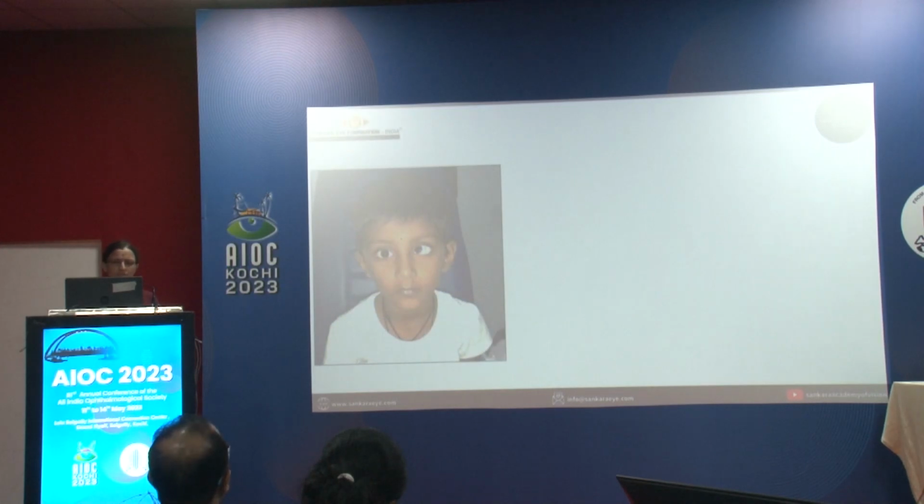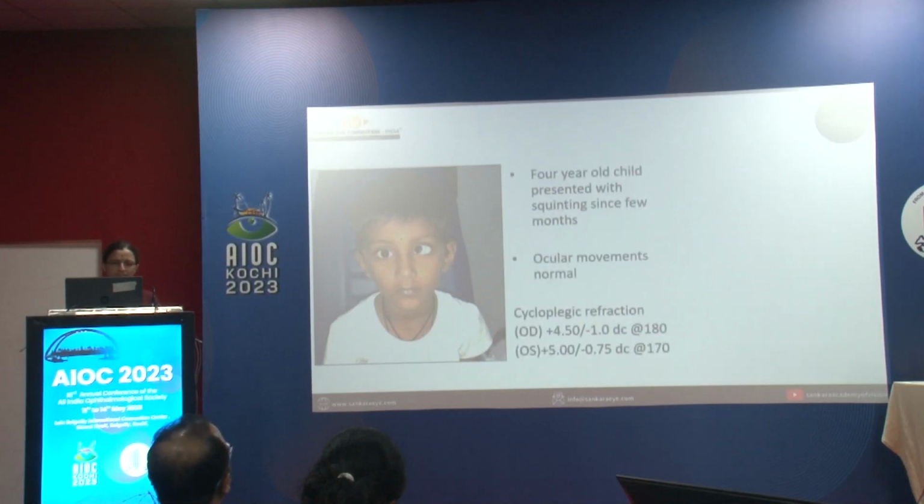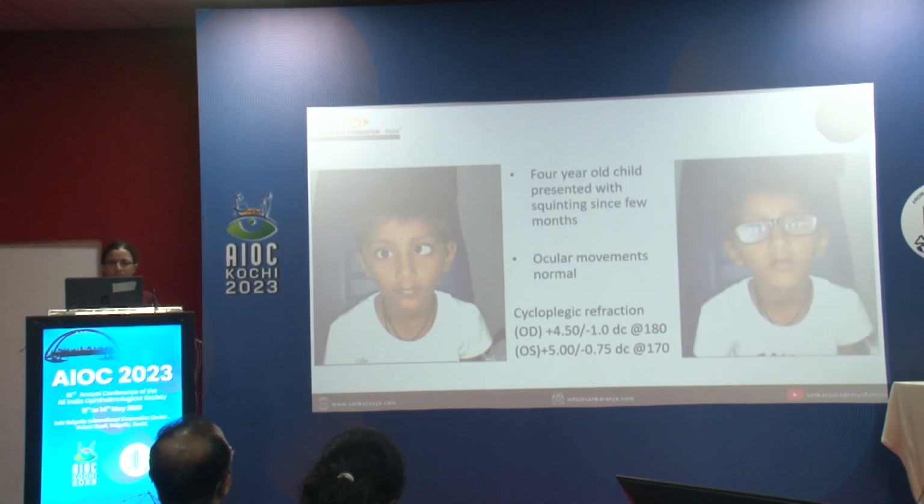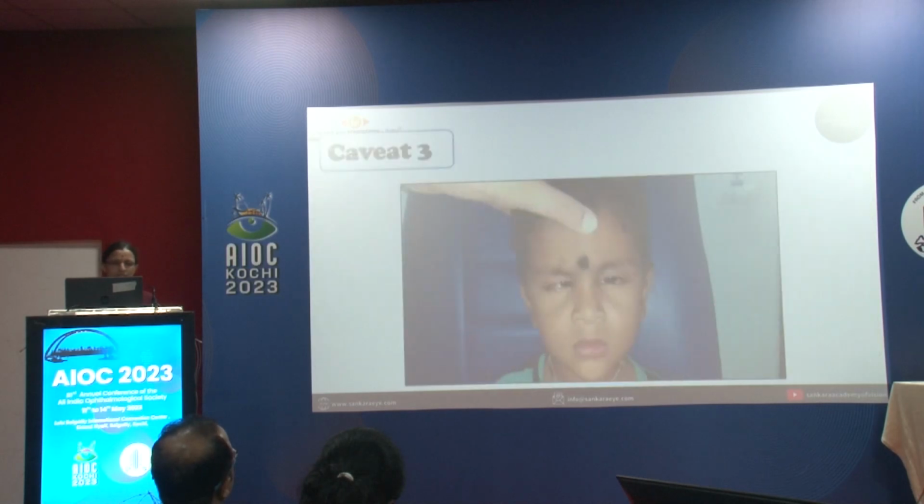Similarly, even in an older child, like this child who is a little older, coming with similar complaints, ocular movements being completely normal, look at the cycloplegic refraction before you conclude the case. So cycloplegic refraction is a must in any case of esotropia.